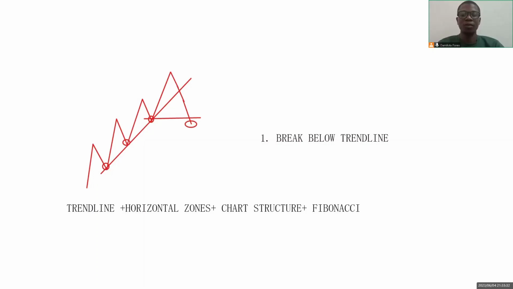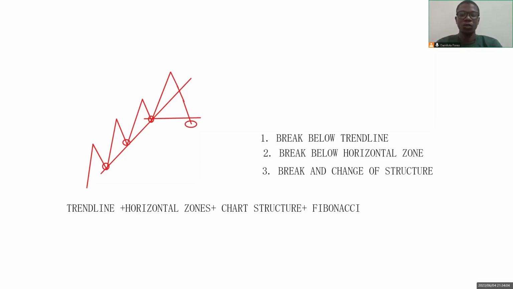So right now I can also see, like I said, a break below the horizontal zone. The third, I can also see what? A break and change of structure.